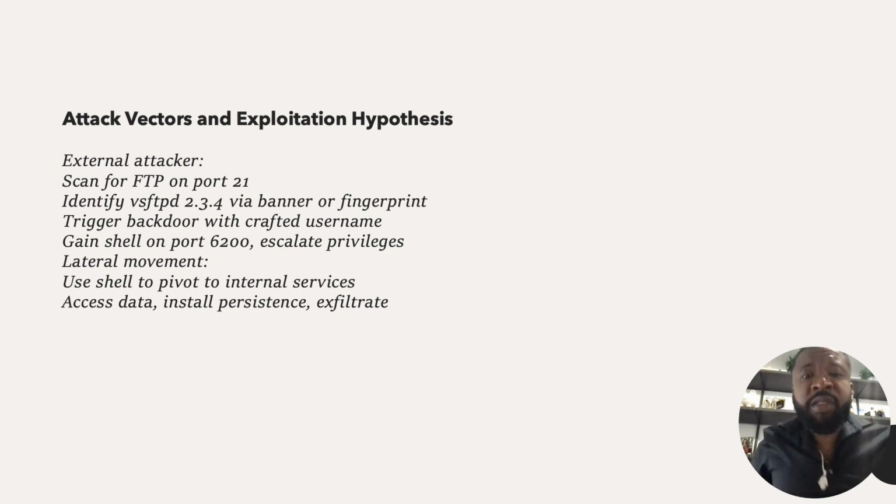Based on this vulnerability, the attack vector is pretty direct. An external attacker scans a network range for FTP and the fingerprint, and then connects to the FTP service for the backdoor itself.